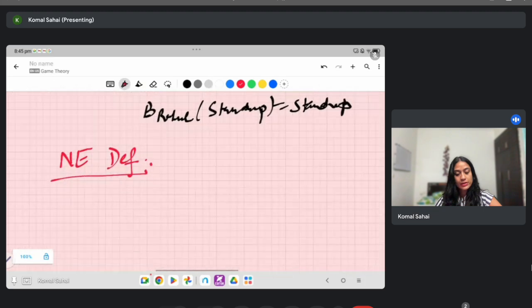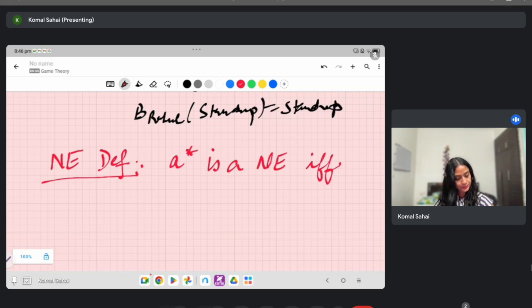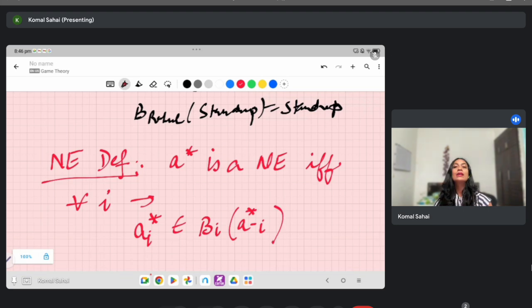So just using this logic, we can alternatively define Nash equilibrium as an action profile A star. An action profile A star is a Nash equilibrium if and only if for every player I this holds: your AI star में जो भी action है that belongs to her best response to the action specified for other players in this action profile.